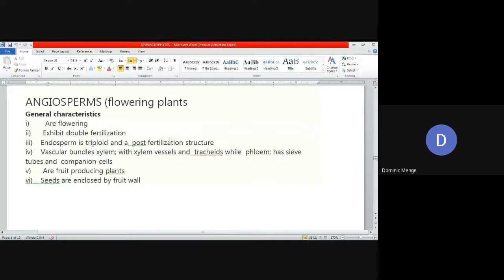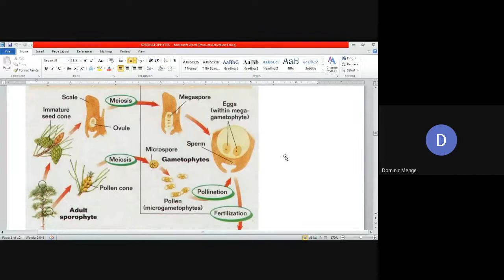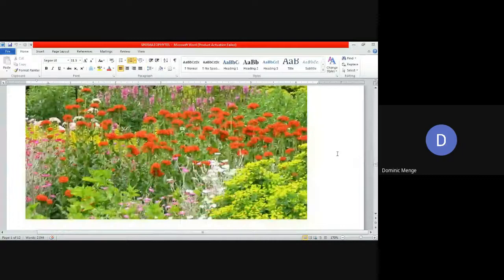But just know that the gymnosperms are naked. They exhibit single fertilization. The single fertilization that we are talking about is that one male gamete fertilizes the female gamete, producing the zygote. Only one male gamete fertilizes the female to form the zygote. But in angiosperms, I'm going to demonstrate to you that the double fertilization we are talking about will result into a fruit wall.